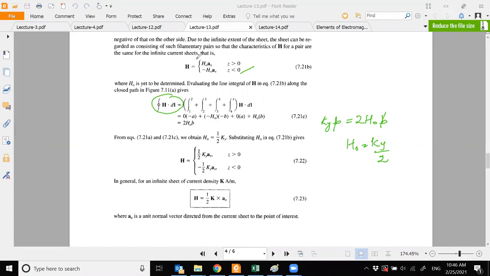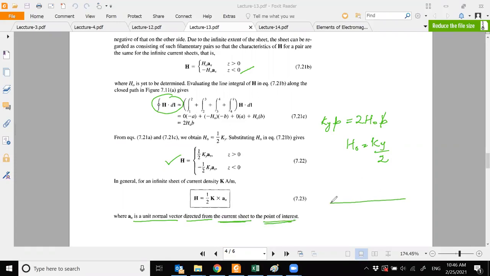And therefore, I'm just substituting it back. So this is the magnetic field of an infinite sheet, a_x. And if you want to generalize it, it is equal to half times my current vector cross a unit normal vector a_N. And this unit normal vector is directed from the current sheet to the point of interest.